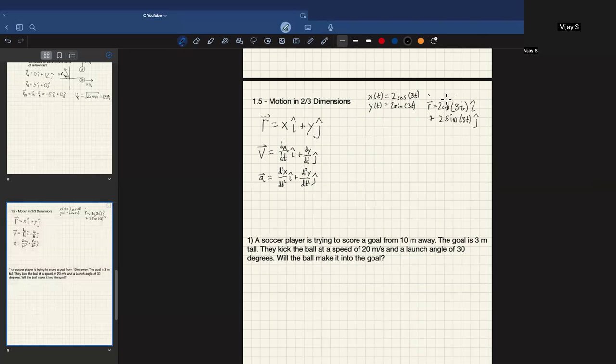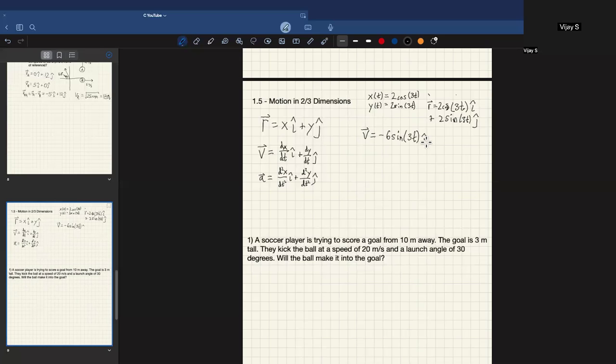Right, if I wanted to calculate the velocity of said object, then all I have to do is take the derivative of each component separately. You can look at your equation sheet. You'll find that the derivative of cos 3t is negative 3 sine of 3t. But then keep in mind that we have that extra 2 out front, so you actually end up with negative 6. You multiply that extra negative 3 that comes out by that 2. So you get negative 6 sine of 3t i hat.